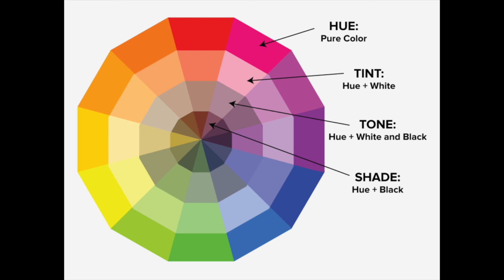We call a tone when you add gray or the combination of black and white to any color. That dulls the color a little bit. In other words, it makes it muted. Next is a shade. A shade is when you add black to any color or hue. That will make the color very dark and also very muted.